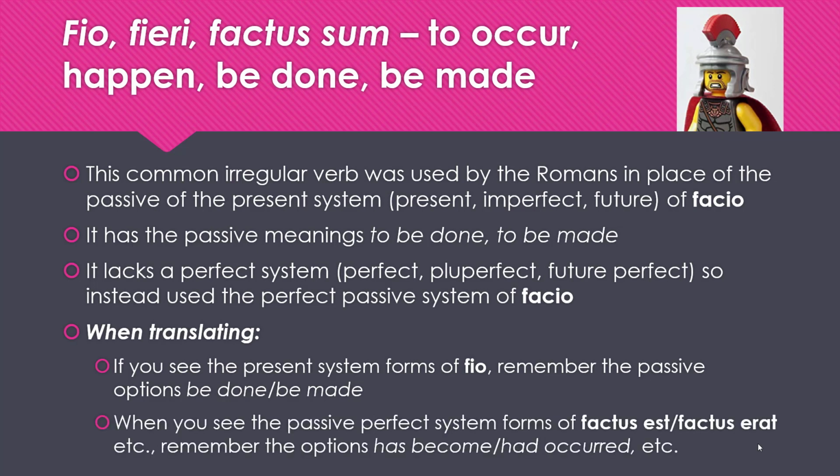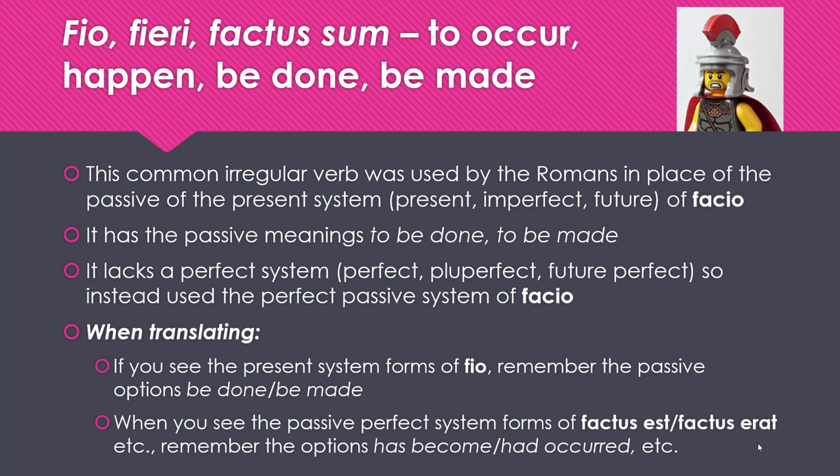And then when you're translating the passive perfect system of facio, which is factus est, factus erat, factus ero, whatever one it is, just remember that you have options there of not just to be made or to be accomplished, but you can also have the idea of what fio is, to become or to have occurred or to be made, right? And so you have those options there with fio because there's this play between them, okay?